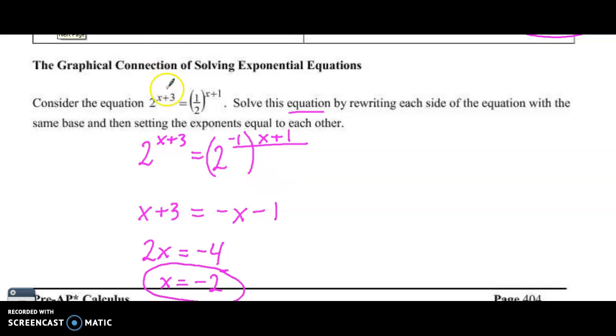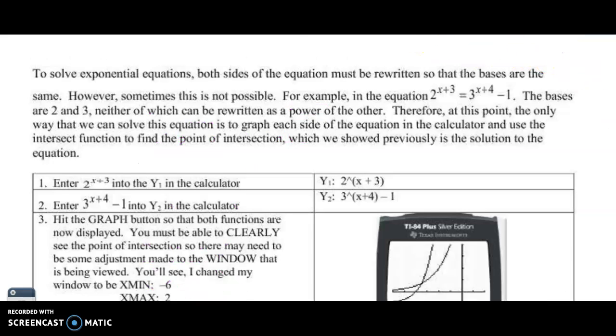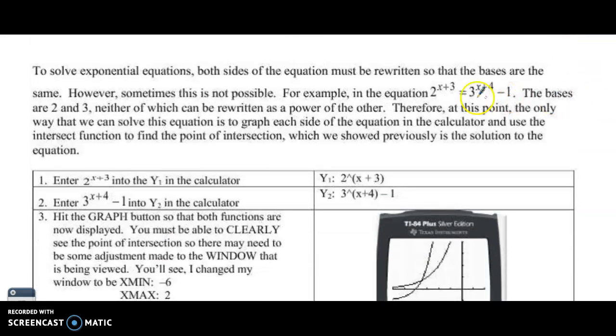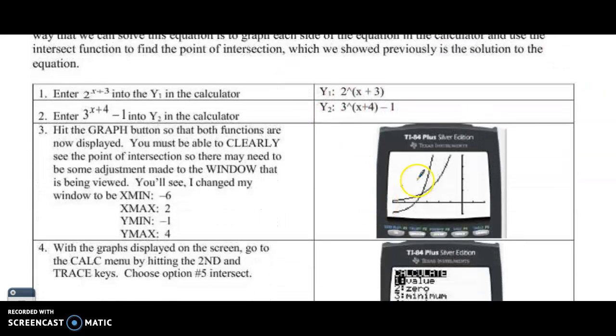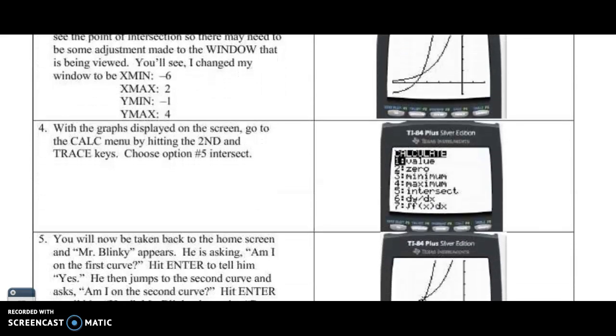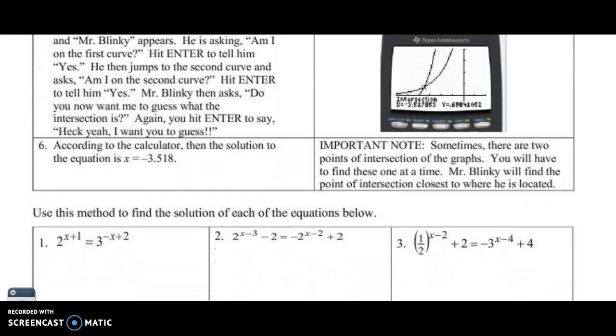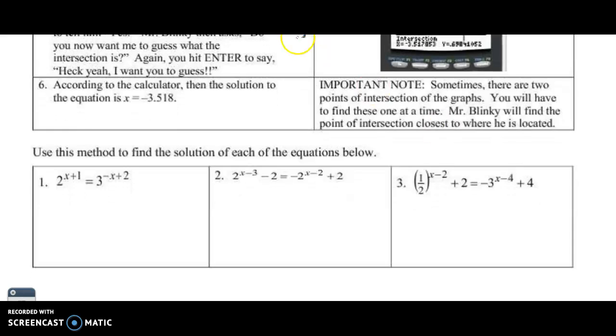As I move to the next page, what if we have a situation where the bases cannot be matched up? Well, that's where we're going to go to a graphing calculator. So here's a situation where it's impossible to get 3 and 2 to have the same base. So go ahead and read through the step-by-step process to get the answer. And then I'm going to walk you through a few of these problems down here. So if you don't read it, you can watch the video and see how I do it, and then I'll jump to the answer.